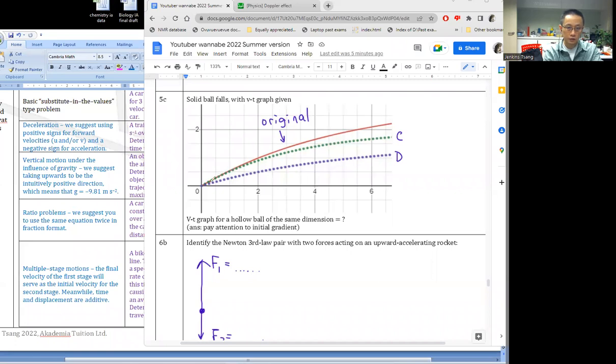Graph C has a very similar initial gradient as the original graph, whereas graph D has a lower original gradient already. So a different original gradient corresponds to a different original acceleration. And I believe choice C is better because at the beginning, when the object is at rest or when the object is low, the air resistance is not really that significant. And the acceleration, which is the gradient of the velocity time graph, should be the same as that for the solid metal ball, at least near the beginning of the fall. And sure enough, choice C is the correct answer.